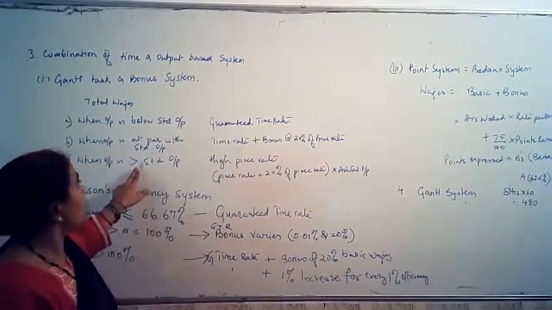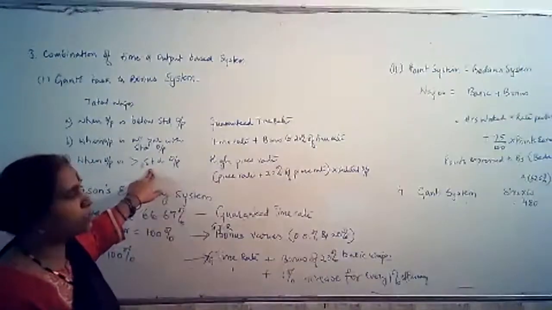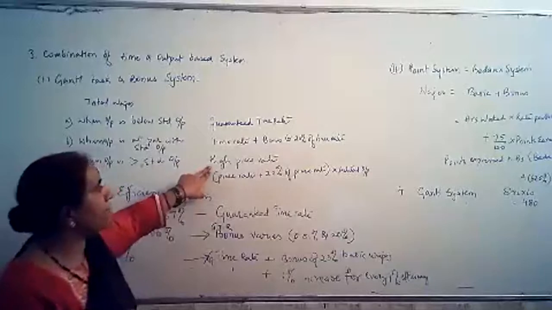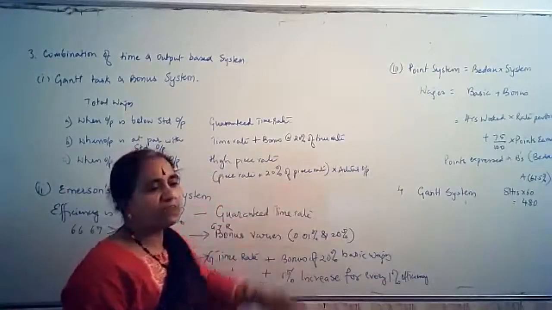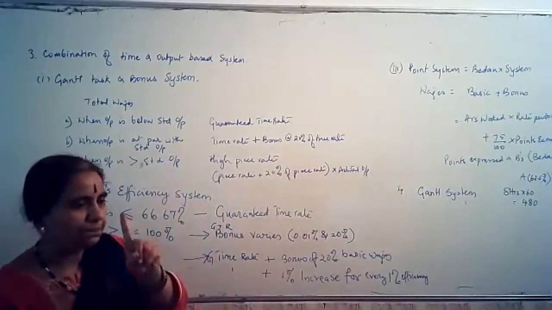Third one is when the output is more than the standard output, because his efficiency is already 125. He will get a high piece rate: piece rate plus 20% of the piece rate. How much is the piece rate in this particular case? Piece rate was 1 rupee.